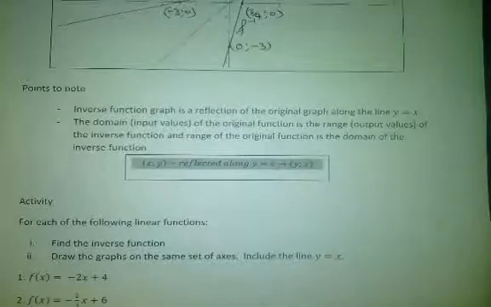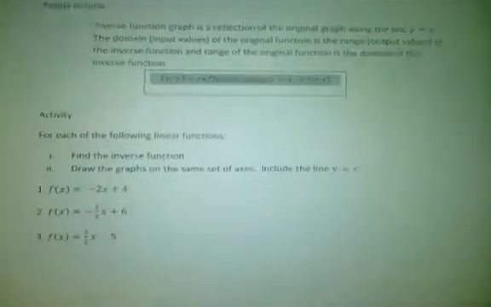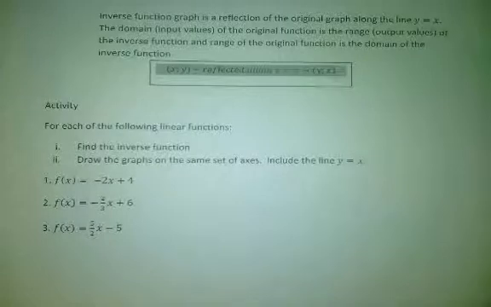Alright, so it's now your time to go through an activity and see if you have understood this lesson. So I have 3 questions for you. Now for each of the following linear functions, you have to find the inverse function, and then you have to draw the graphs on the same set of axes. Remember to include the line y is equal to x.